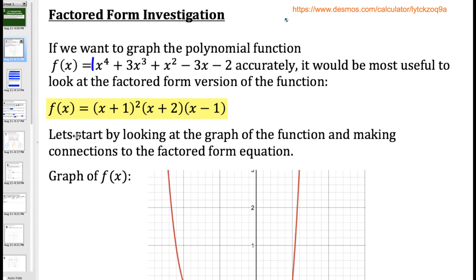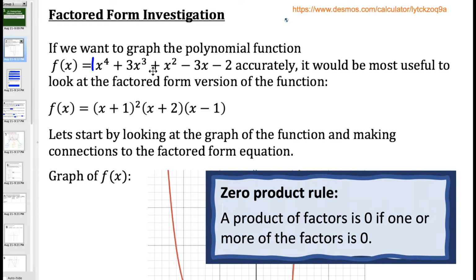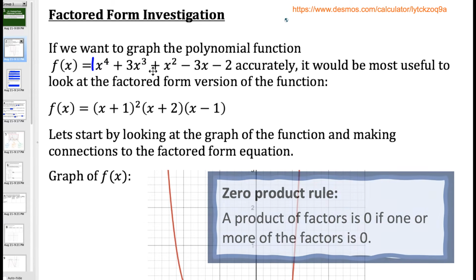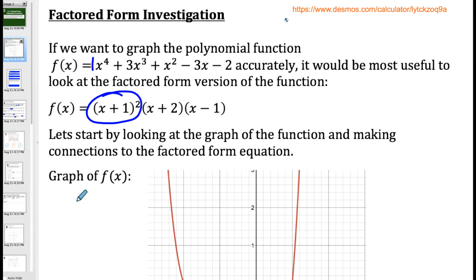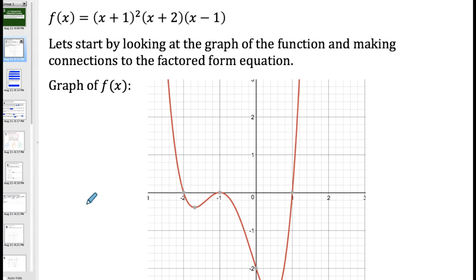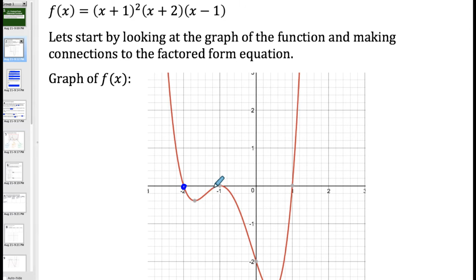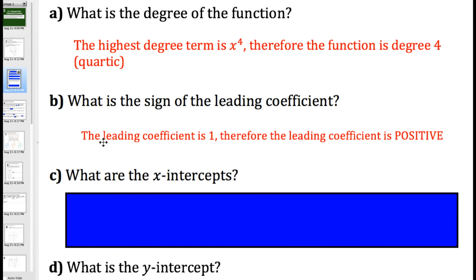Because do you remember the zero product rule? The zero product rule tells us that the product of a set of factors equals 0 if any of the factors are 0. So if this factor was 0, the whole product would be 0. If this factor was 0, the whole product would be 0. Or if this factor was 0, the whole product would be 0. And what numbers make those factors be 0? -1 would make this factor become 0. -2 would make that factor be 0. And 1 would make that factor be 0. That's why down here we see x-intercepts at -2, -1, and 1. So what are the x-intercepts? They were -2, -1, and 1.